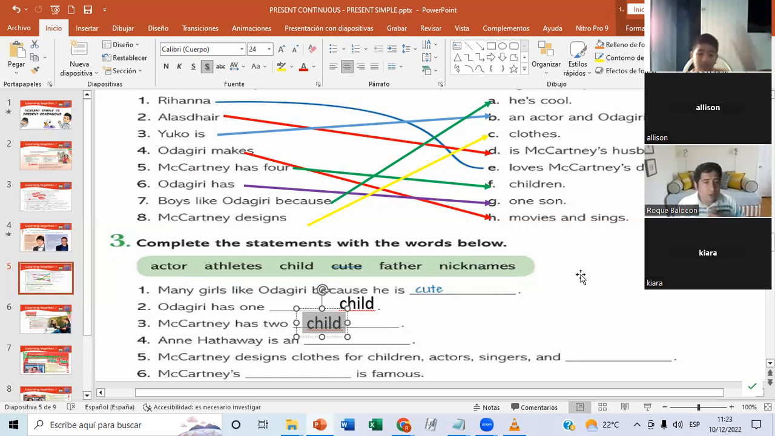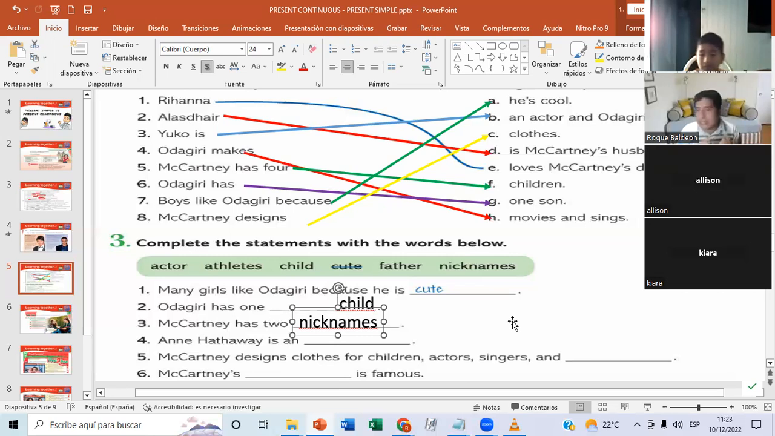Actor? Actors? No. Nicknames. ¿Quién lo dijo nicknames? Luana. Very good, Luanita. Awesome. McCartney has two nicknames, ¿no? It's Stella y Estelle, for short. That's it. Very good, awesome.